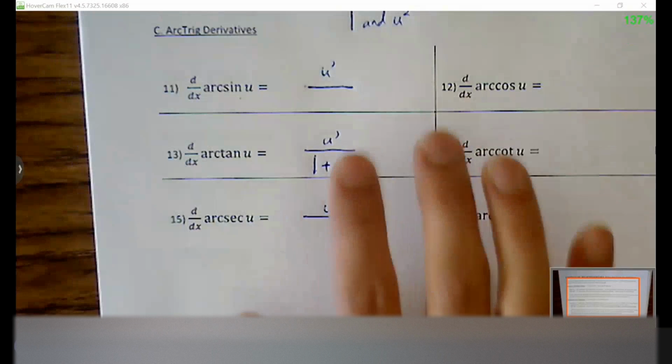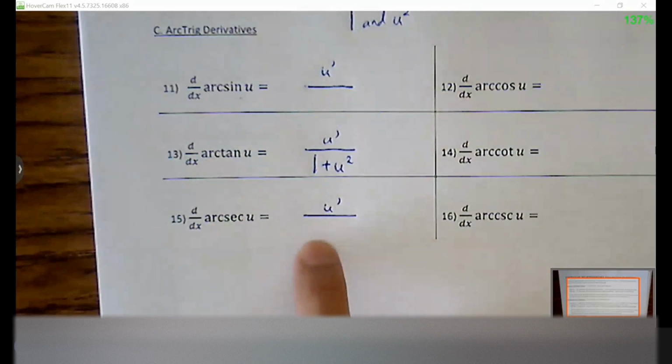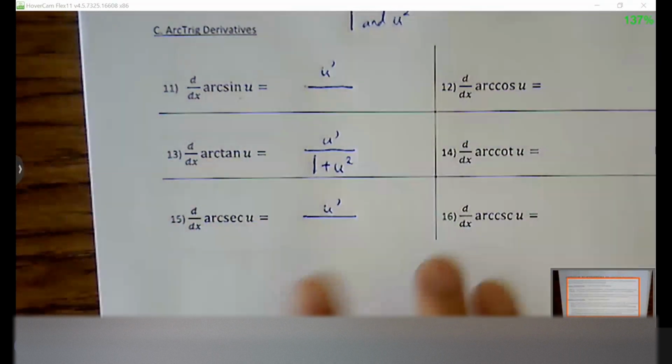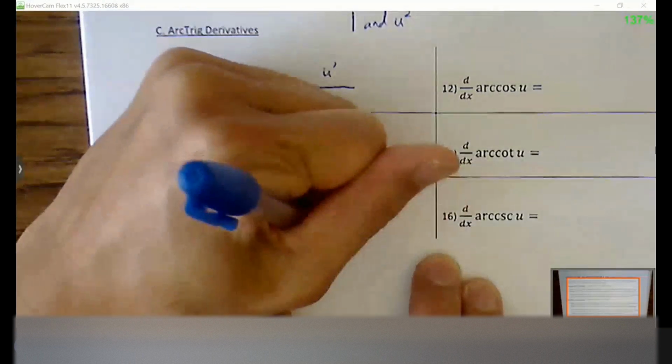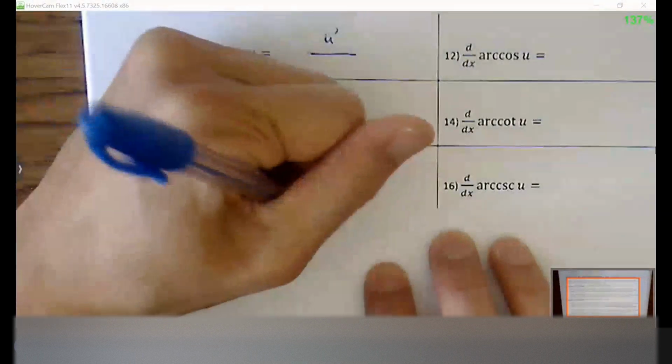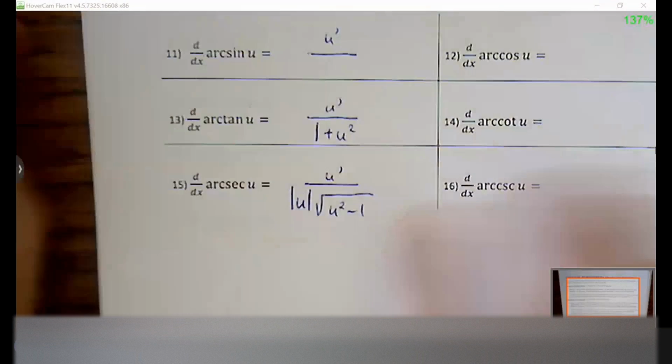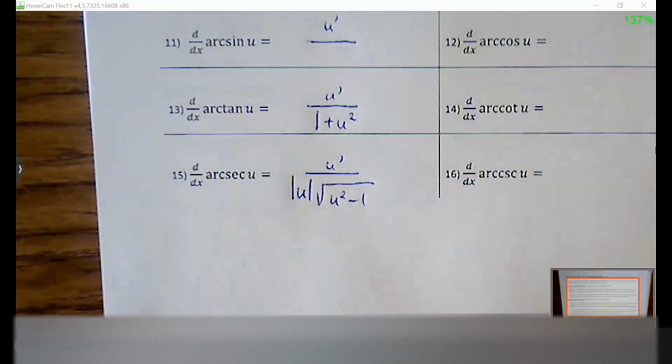And then the next is I want to go to arcsecant. Arcsecant is the most complex looking one. Okay, it has an absolute value of u, it has a square root, and it has a u squared minus 1. So everything that is complicated is showing up here.